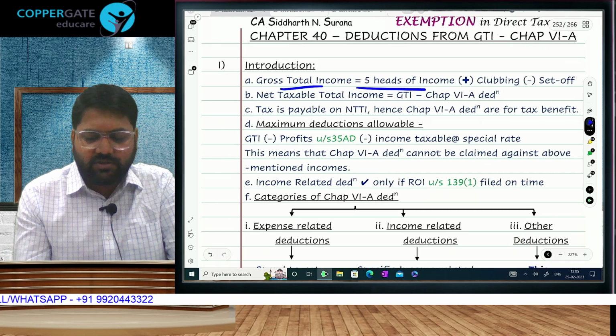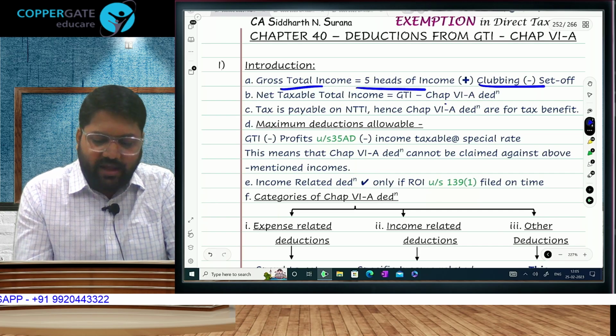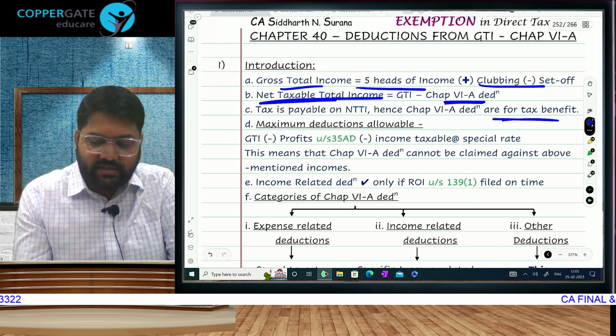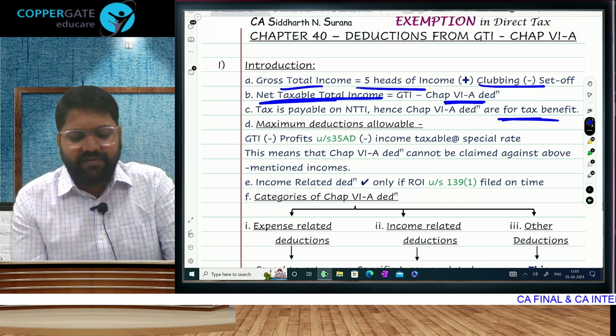GTI is the total of our heads of income and clubbing set off. But from this GTI, when we get deductions, we get NTI. We pay tax on this NTI. That means, can I say these deductions are for our tax benefit? Our government is giving us tax benefits.